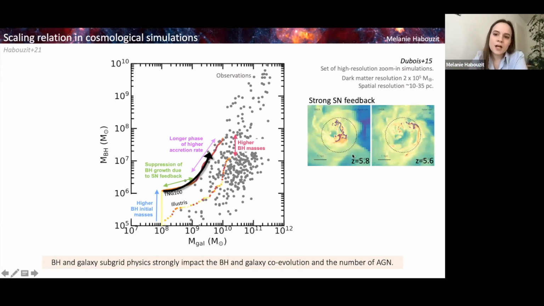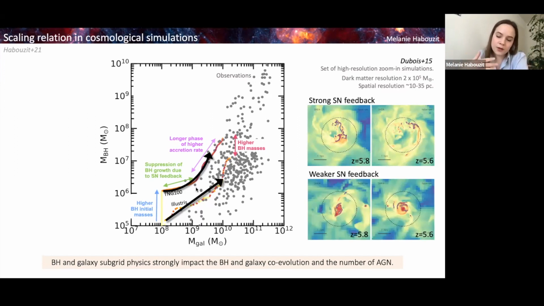So this is one low-mass galaxy before a supernova event at high redshift, and this is after the supernova event. So it's a bit dramatic here, but basically a supernova event, if you model it with a strong feedback, is able to destroy the cold gas reservoir of the black hole, so that the black hole is not able to accrete. And this will lead to this shape here, where you have a plateau, and then the black hole eventually can accrete when the galaxy is large enough to overcome the supernova feedback.